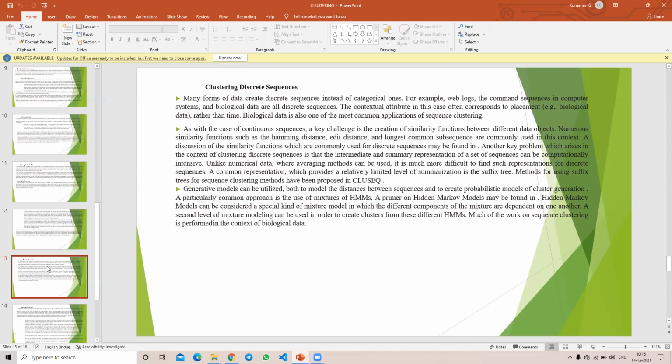As with the case of continuous sequences, the key challenge is the creation of similarity functions between different data objects. Numerous similarity functions such as Hamming distance, edit distance, and longest common subsequence are commonly used in this context. A discussion of the similarity functions commonly used for discrete sequences.